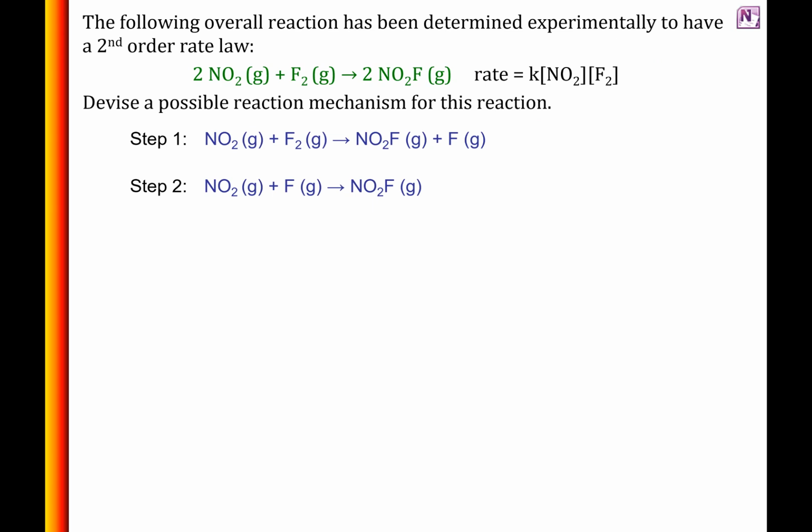So the first thing we need to do is write a rate law for each of these. Remember, we're only focused on the reactants. So the rate law for the first reaction would just be K times NO2 times F2, and they both have 1-to-1 stoichiometry, so our superscripts are both 1. For the second reaction, we have NO2 plus F gives us NO2F, so our rate law is just K times NO2 to the first times F to the first.